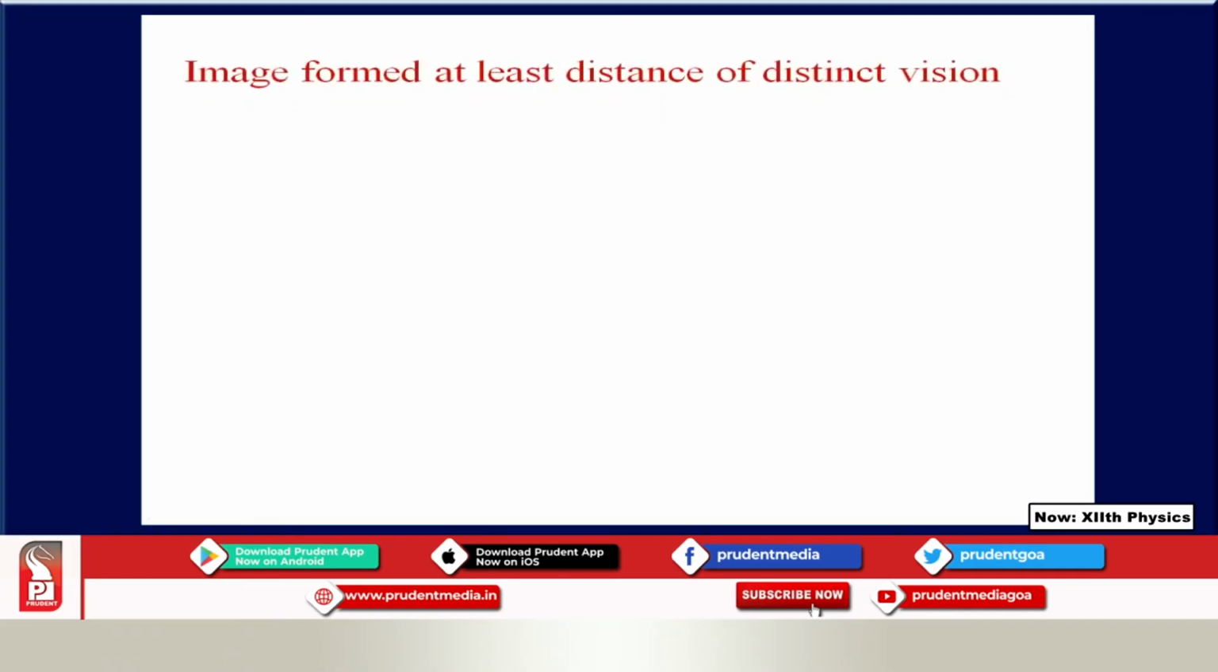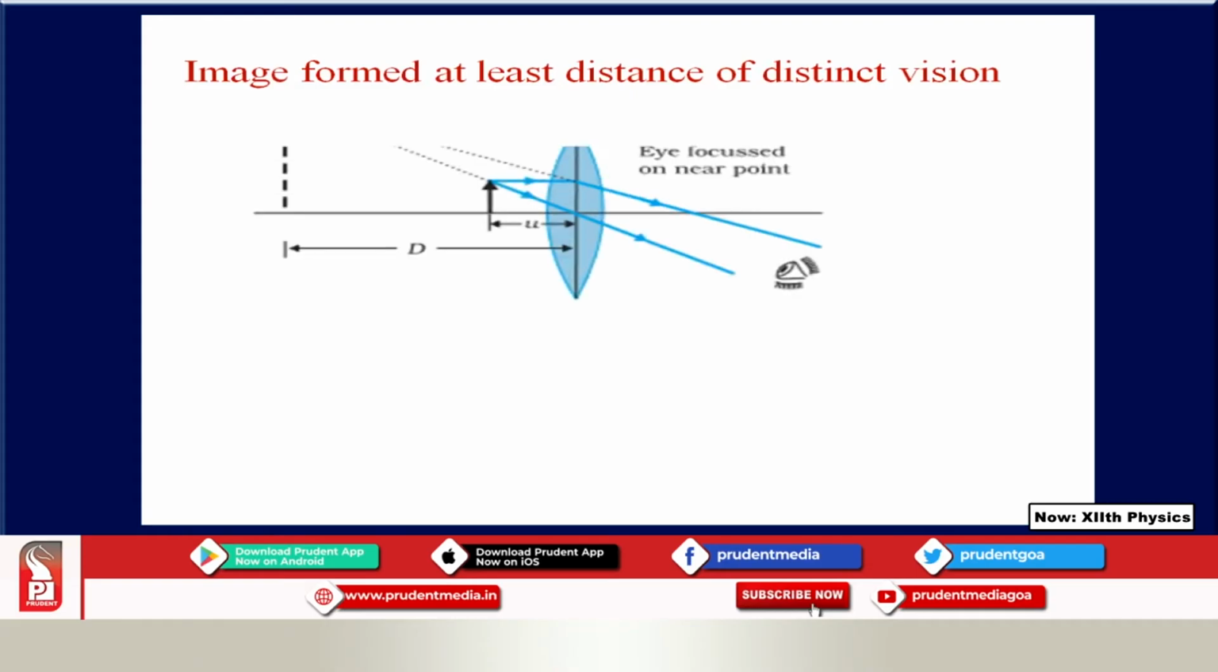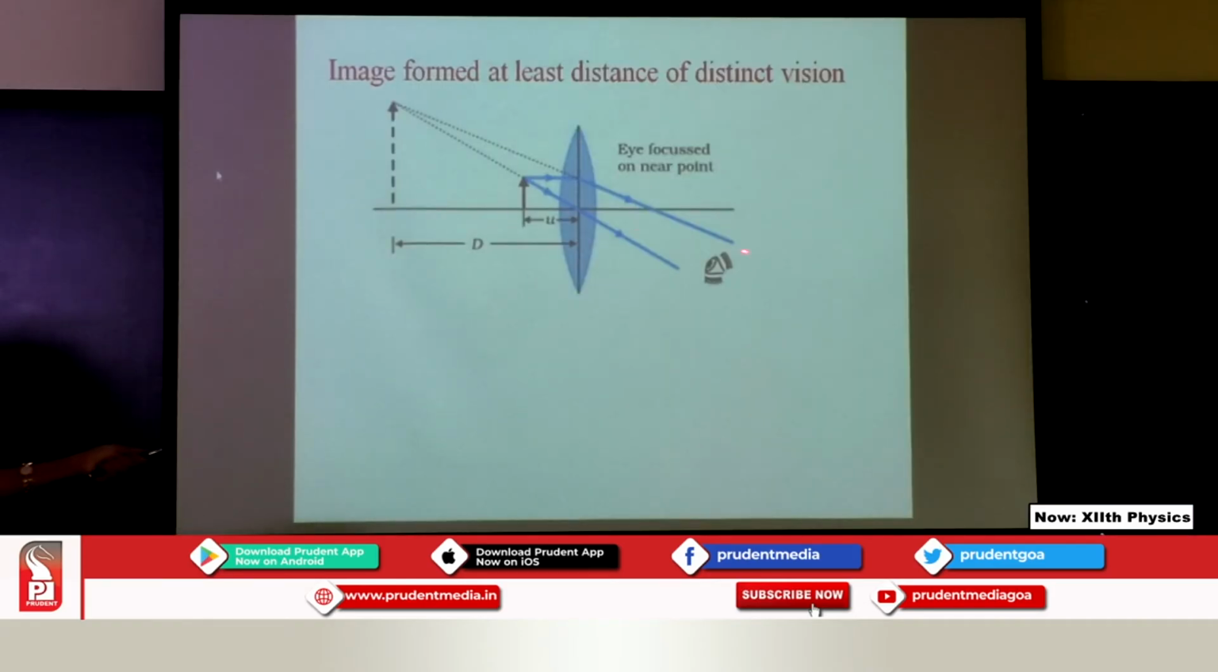Now, let us check out when the image is formed at the least distance of distinct vision. That is my aim, isn't it? I want to get it at the least distance. So, here is your ray diagram. So, the observer that we, when we are using the microscope, we are at the lens. So, eye is focused on the near point. I am interested in getting the image at the near point. So, that was my object. So, the rays are coming over here.